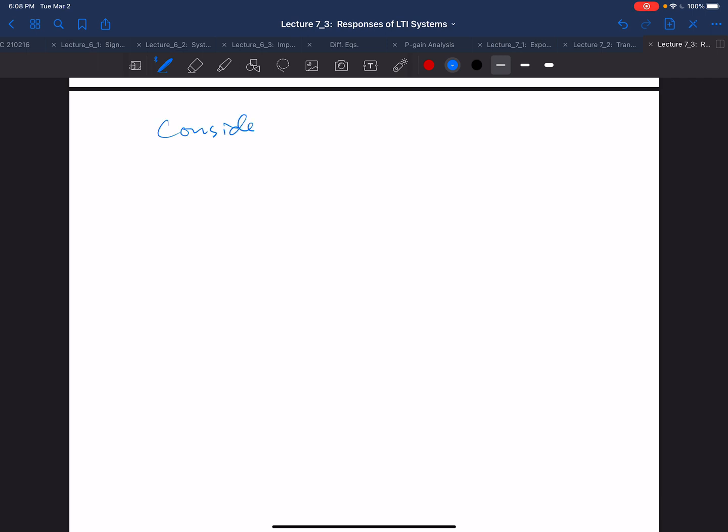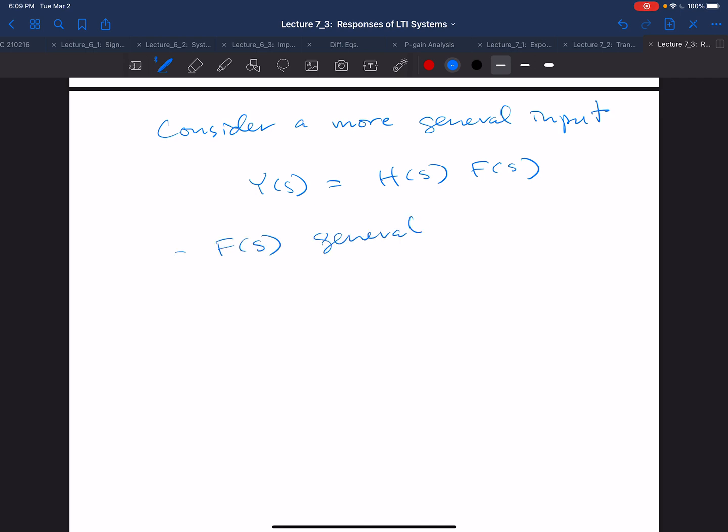What if we have a more general input? Well, then we're in general going to have other poles of the transform of the response, because Y(s) will be H(s) times F(s), and F(s) will have poles of its own. So the form of the response will reflect both H(s) and F(s).